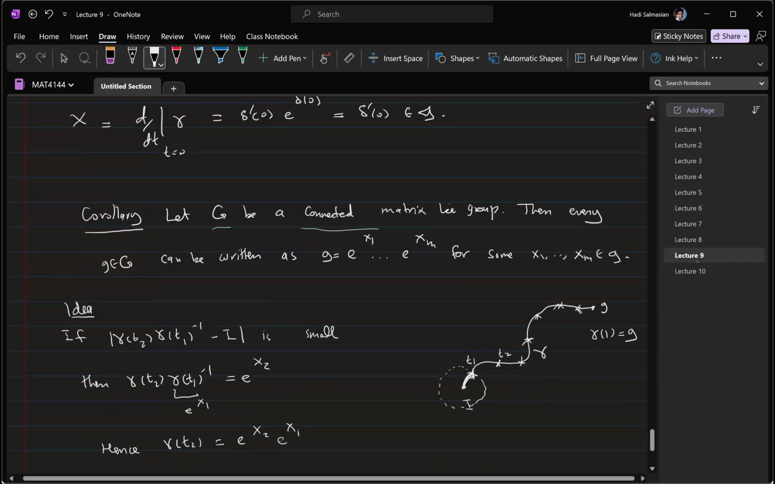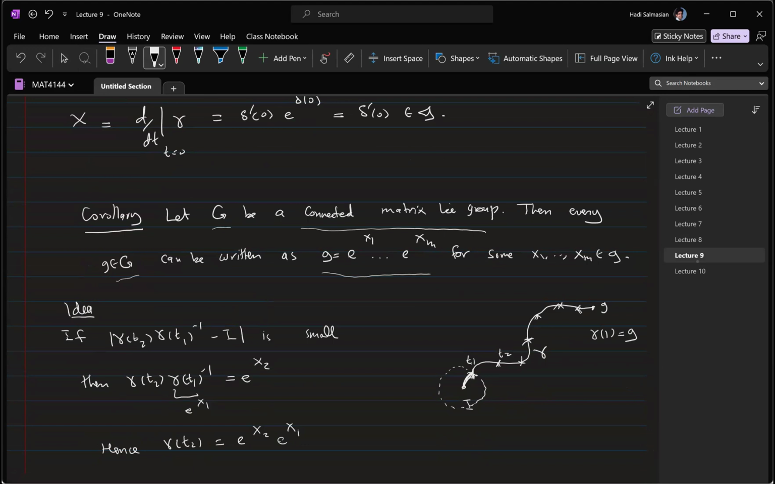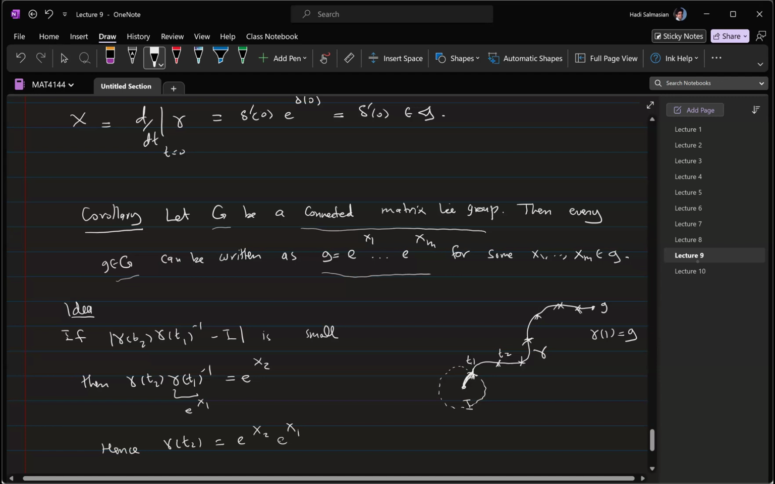G is a connected matrix Lie group, and we want to show that every G can be written as a product of exponentials. Okay. So as you remember from last time, the idea was to look at these ratios of gamma values for a path that connects the identity to G, and you want this ratio to somehow be small so that you can express this ratio as an exponential. And then you get a bunch of points. You choose a bunch of points so that these ratios are small, and every factor becomes an exponential. So this last thing is a product of these factors. All right. So I'll just make this more precise on the next page.